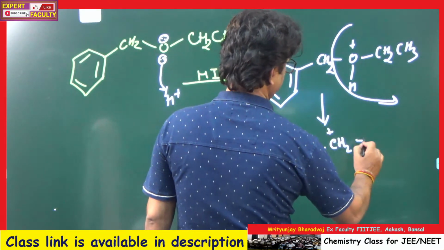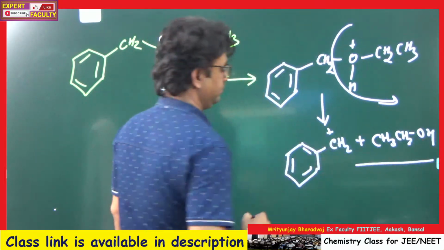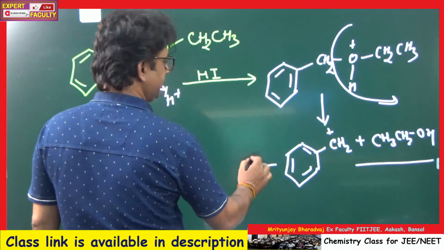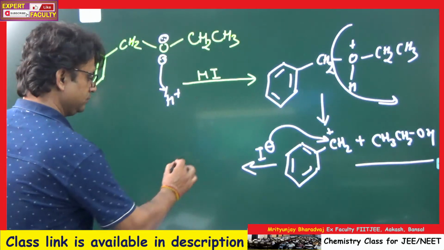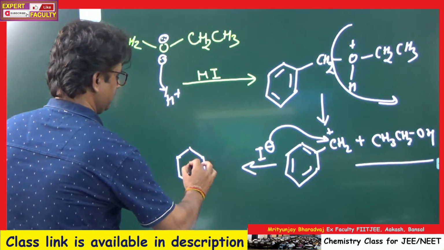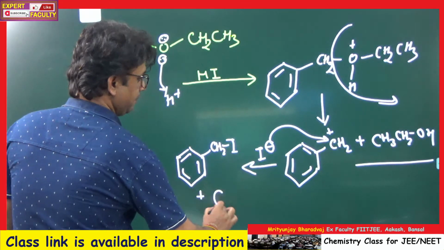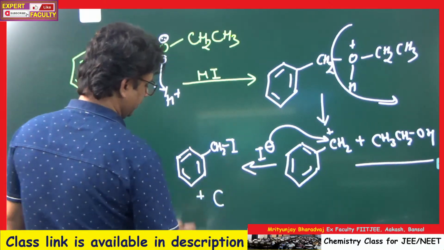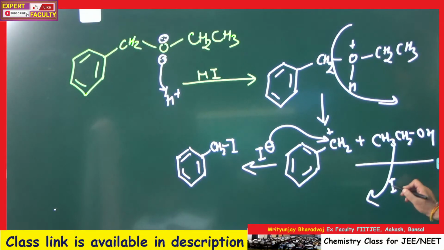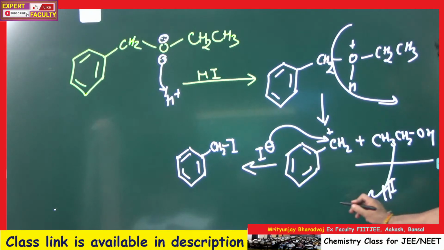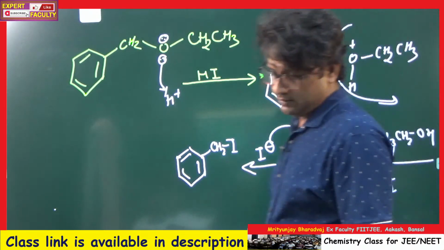CH3CH2OH. Now in the next step there will be attack of I minus on this positively charged carbon and it will be CH2I, and the second alcohol will also get converted into iodide by reaction with HI, and it will be again CH3CH2I. Okay.